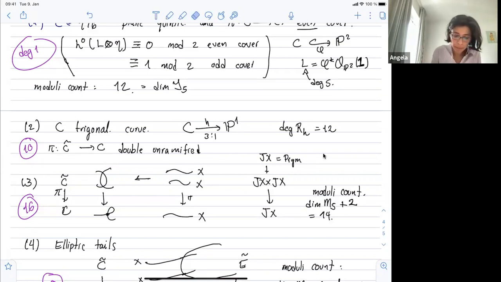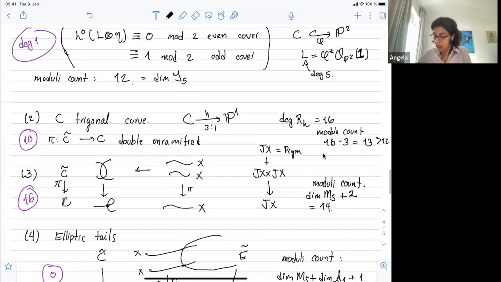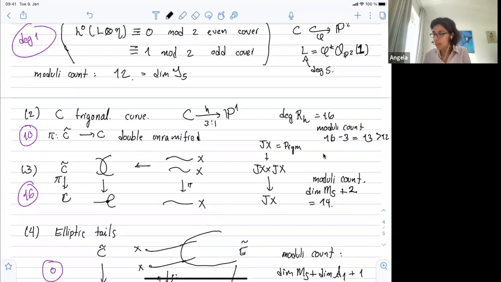So let me see. The degree of this is, what they say, 16, that's correct. And then the moduli count is 16 minus 3. In any case, it's bigger than 12, so you also have a positive-dimensional fiber, one dimension. Okay, so we are now in business.